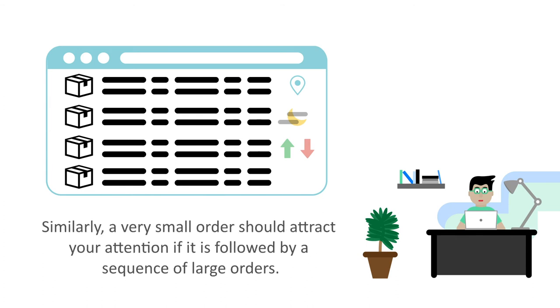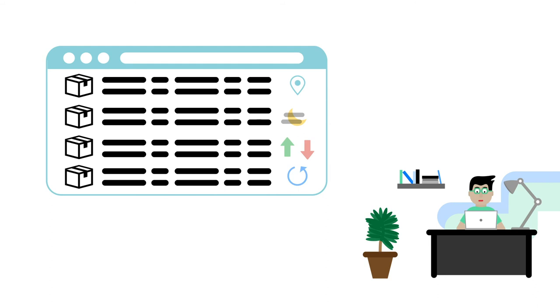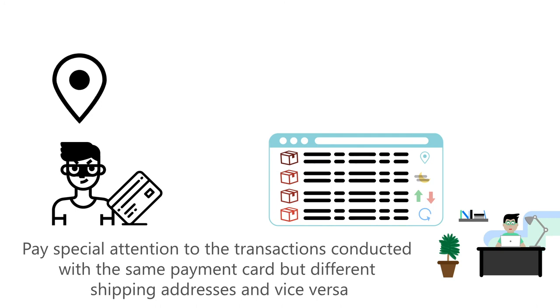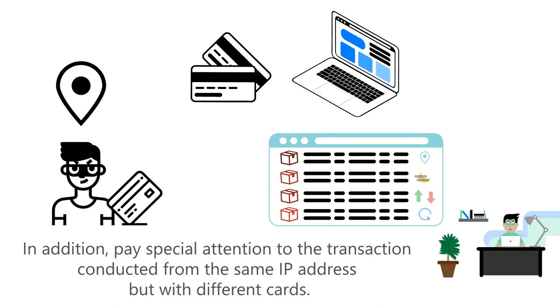Similarly, a very small order should attract your attention if it is followed by a sequence of large orders. Pay special attention to a customer who makes several orders a day or makes purchases very often. Pay special attention to the transactions conducted with the same payment card but with different shipping addresses and vice versa. In addition, pay special attention to the transactions conducted from the same IP address but with different cards.